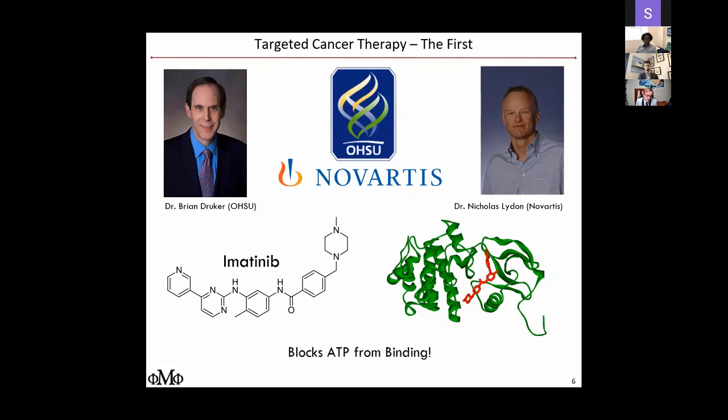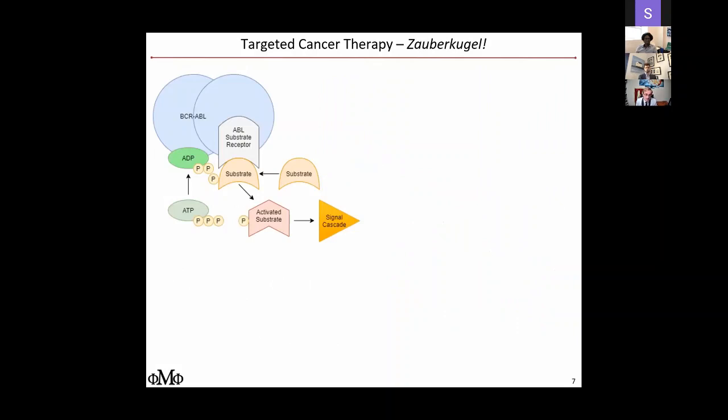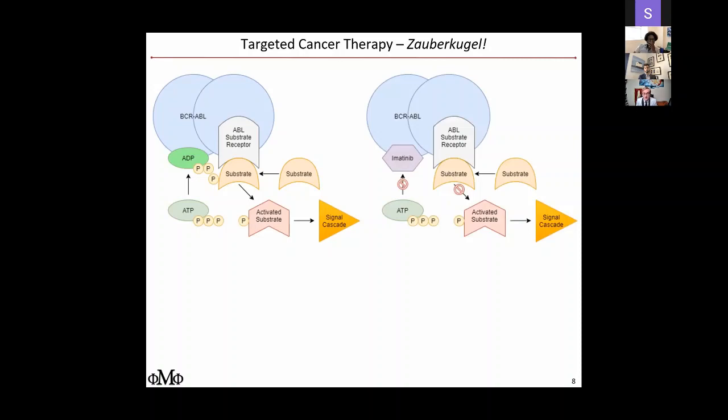In our first diagram, we have BCR-ABL here, which has the constitutively active pathway. And on the right here, we have imatinib, which goes in and stops ATP from being able to get to its binding site, thus stopping the substrate from being activated, which thus stops the signal cascade.